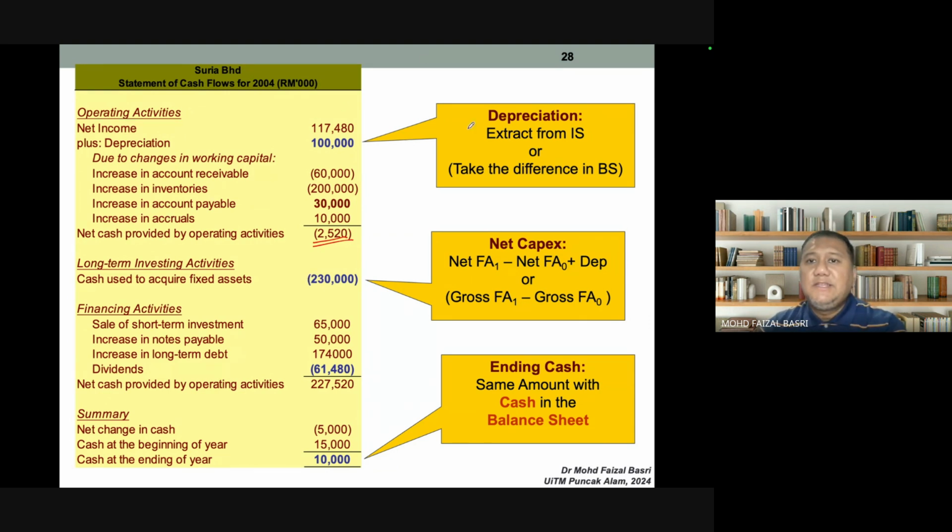Okay, so untuk operating ni, note again, untuk depreciation, you extract directly from income statement. Tapi kalau tak ada, you take the difference in the balance sheet. Okay, kena cari perbezaannya dalam balance sheet.